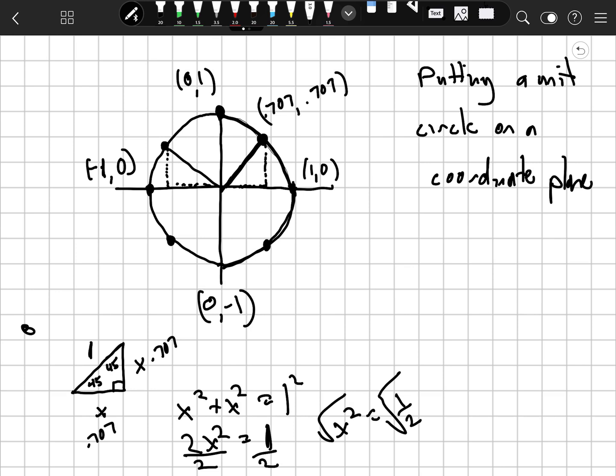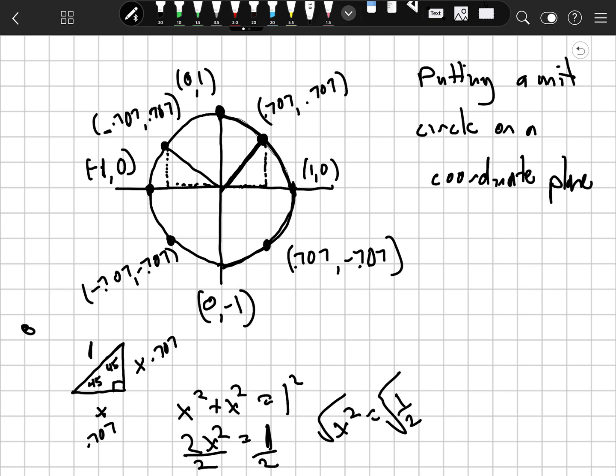So this is at 135 degrees, but it's also going to be 0.707, comma 0.707, except this time the x is going to be negative. So there you have it. And this one, negative 0.707, negative 0.707. And finally over here, the x is positive, but the y is negative. Something like that.